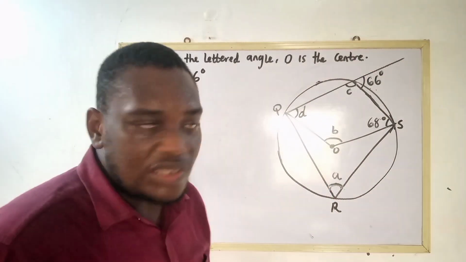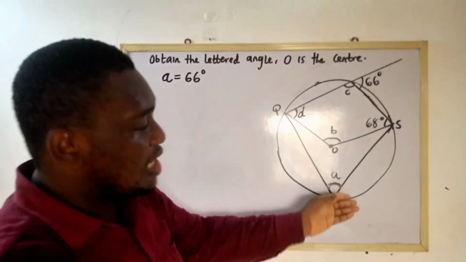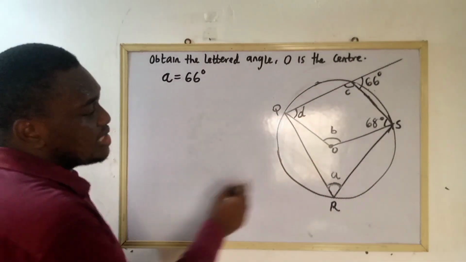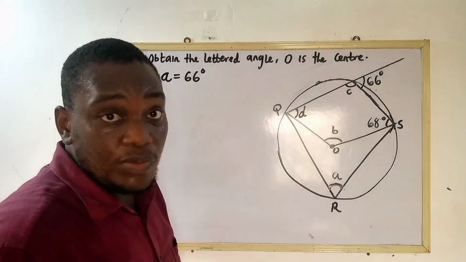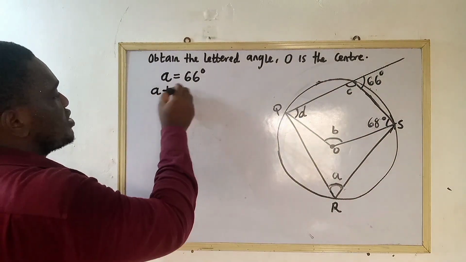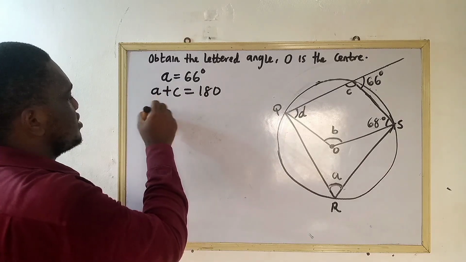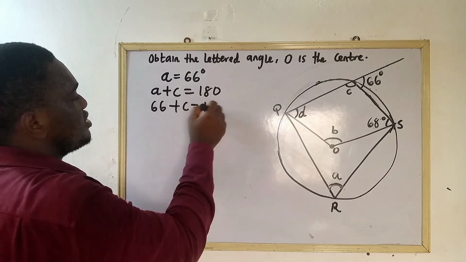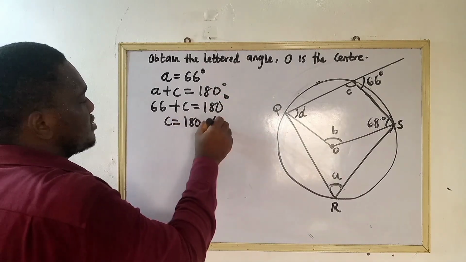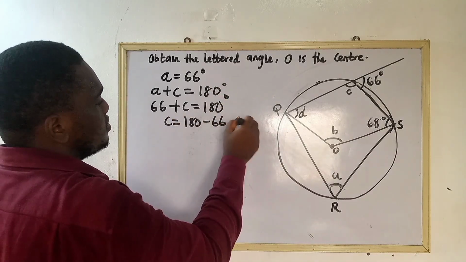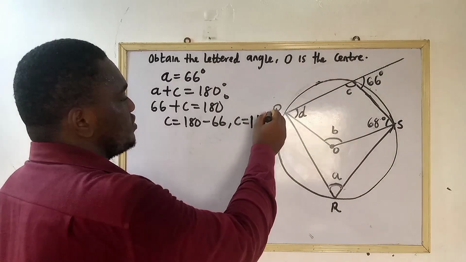And just like I have said from Theorem 4, in a cyclic quadrilateral, opposite angles are supplementary. So it means that A and C are opposite angles and they must be supplementary. So I can say A plus C is 180. Since I know what A is, 66 plus C is 180 degrees. Okay, C is 180 minus 66. C is equal to 114 degrees.